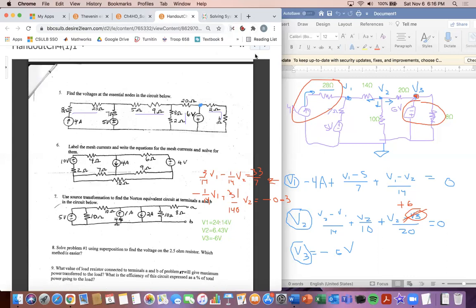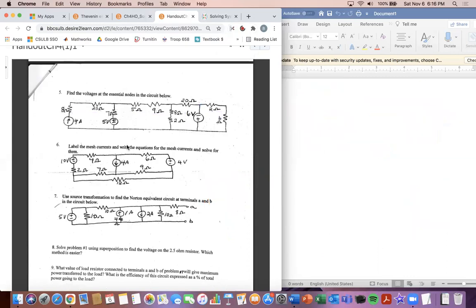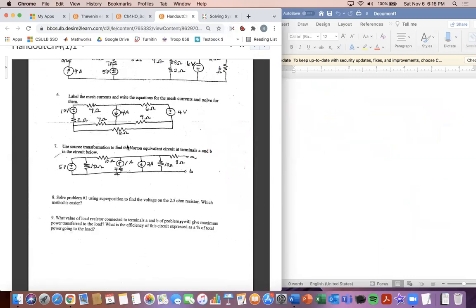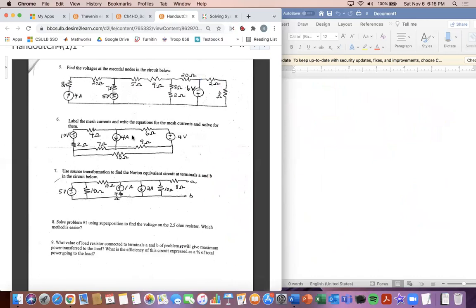Okay, now that we recap number 5, let's do number 6. Label the mesh currents and write the equations for the mesh currents and solve. Okay, so now when we're doing mesh currents here, I'm going to create one loop here, and one loop here, and one loop here.